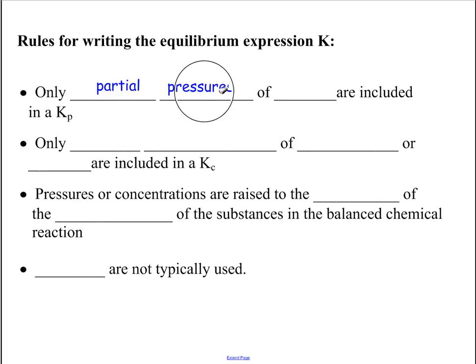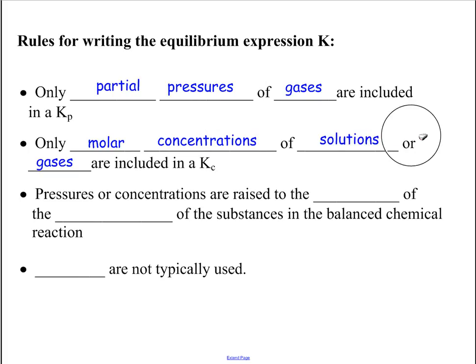There are several rules. In a Kp, it's only the partial pressure of gases. If they're solids or liquids, we ignore them. In a Kc, it's only the molar concentration of solutions or gases. If it's a pure liquid or a solid, we ignore them. And we have the pressures or concentrations raised to the power of the coefficients in the balanced chemical equation. And for those of you who like to forget units on things, you'll be happy that we don't use units on these.